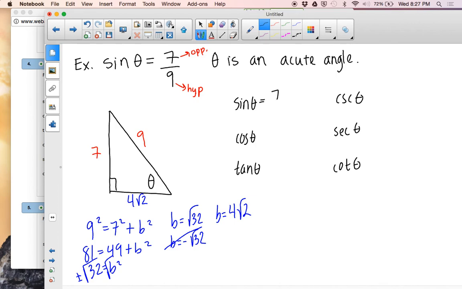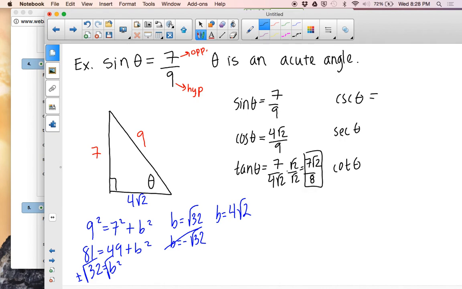Sine is opposite over hypotenuse, so 7 over 9. Cosine is adjacent over hypotenuse. And tangent is opposite over adjacent. I'm going to rationalize my denominator. So I get 7 square root 2 over 8.